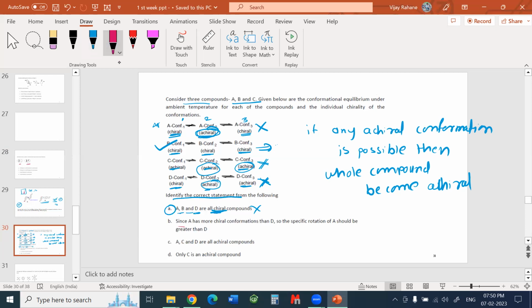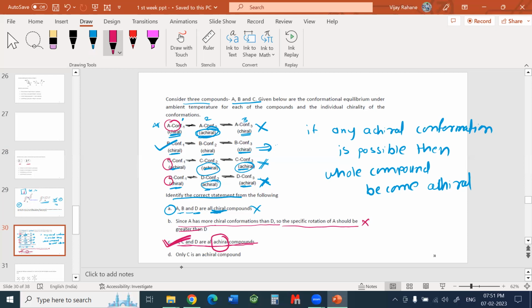Second, what option have they given? A has more chiral conformations than D, so the specific rotation of A should be greater. No, there is no such relation between the optical rotation and the conformation. Next, A, C, D are all achiral compounds. What they have given: A, C, D are all achiral. Right, exactly. This will be the correct one.